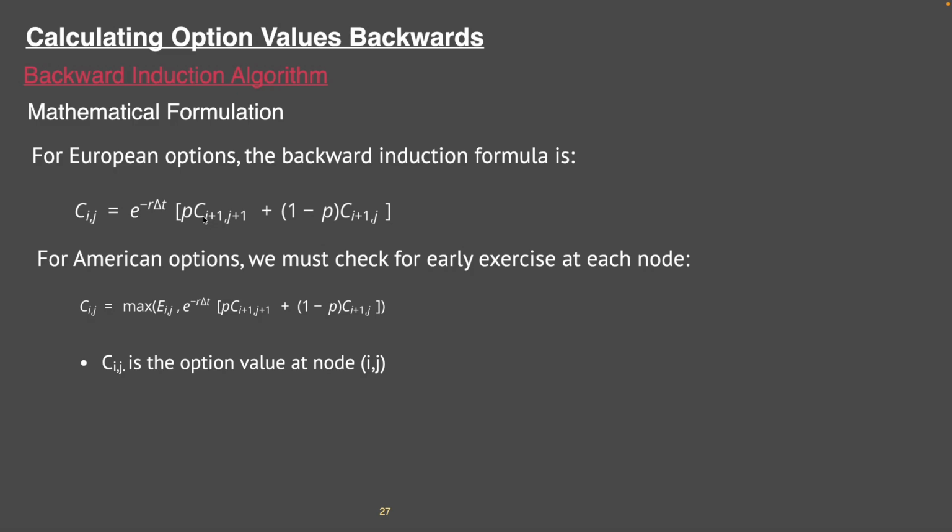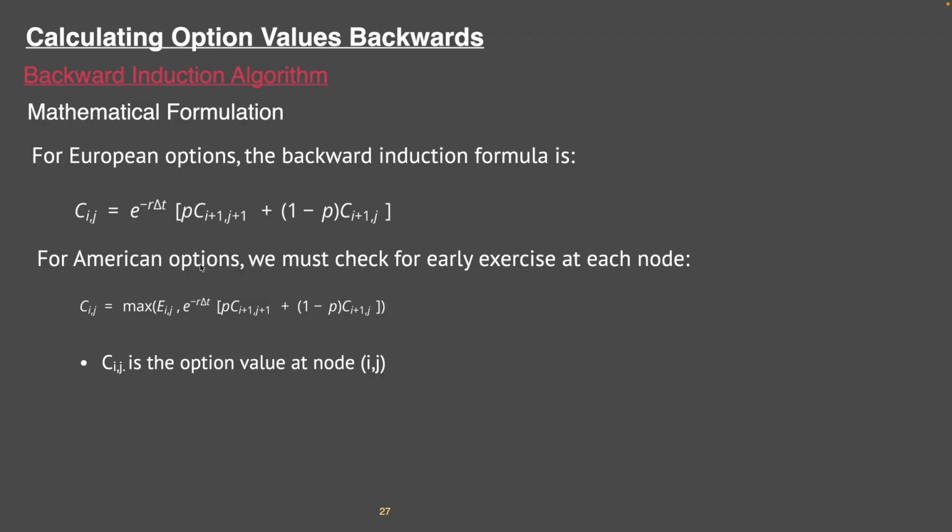What is the next node? The next node is i plus 1. See, if we take i as 0 here, it becomes C11. Okay, C11 means the probability of the up move, plus 1 minus probability p, which means the probability of the down move, into the option value at the down move. So what is the position here? 1 comma 0. So the down move will be 1 comma 0 and the up move will be 1 comma 1. So on and so forth, we can get the value of the option at each node using this formula. This is for the European option.